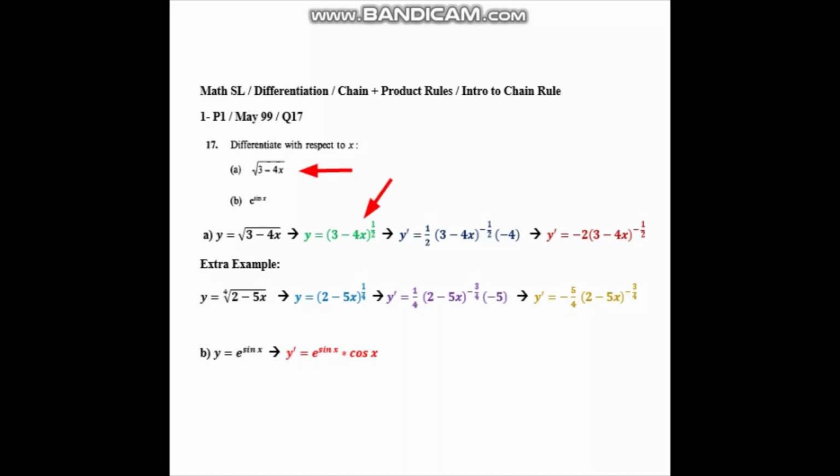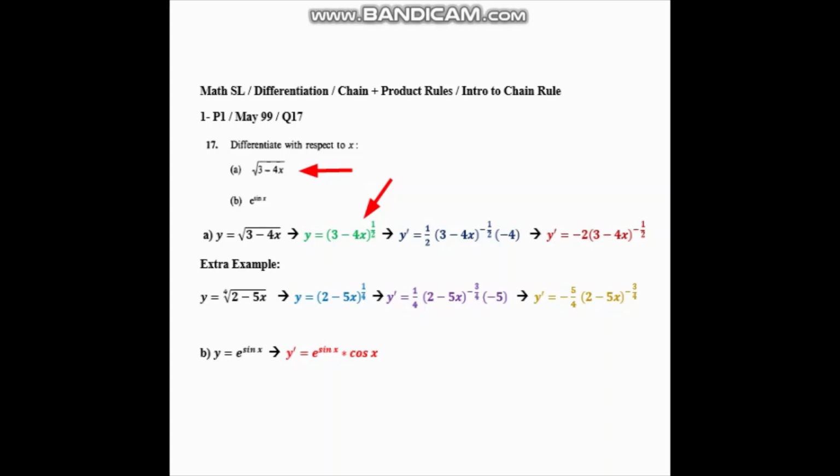So instead of root 3 minus 4x, I shall rewrite it as 3 minus 4x to the power of half. Note that I have not differentiated yet. The green function is still y equals something. Starting from the blue function, I'm dealing with y dash. So this is the derivative function. So make sure that you can distinguish between y and y dash. Now, the basics of the chain rule are as follows. You differentiate the outer function first using the regular rules of differentiation, and this is what we shall do now.